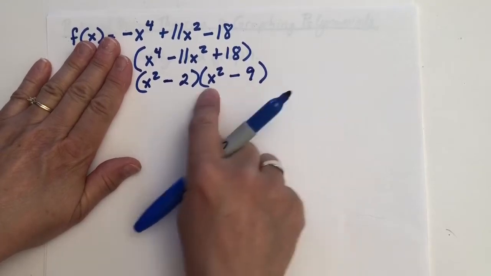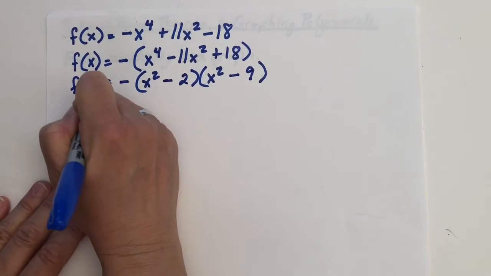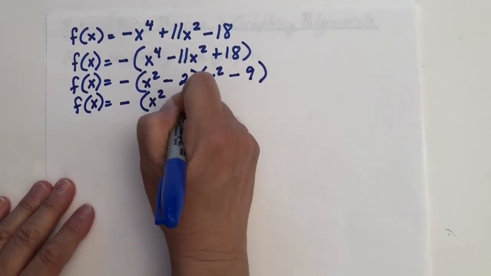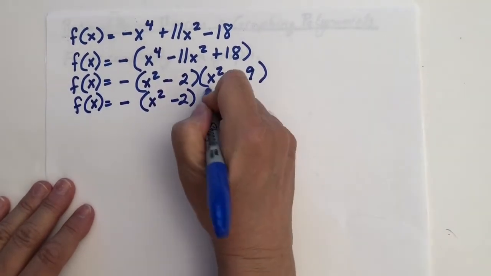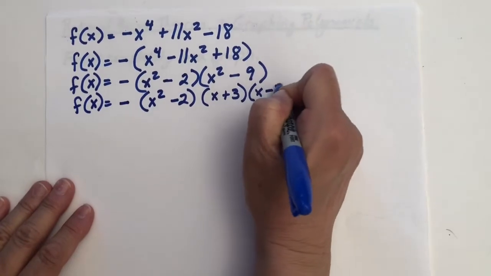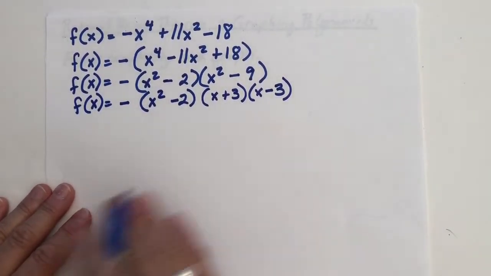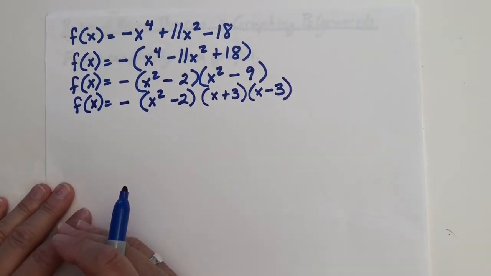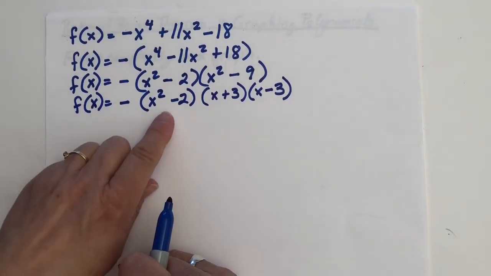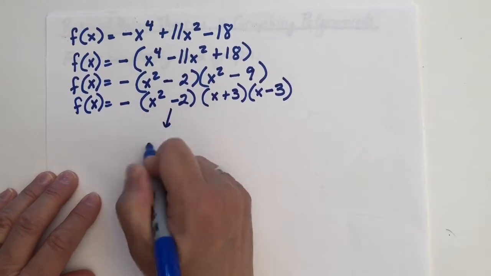This one factors further, just as a difference of two squares, so let's do that. So we have negative times x squared minus 2 times x plus 3 times x minus 3. Now this is factored completely with respect to the integers, but let's do a little bit more. We know we can find the zeros from this factor by setting that factor equal to 0.